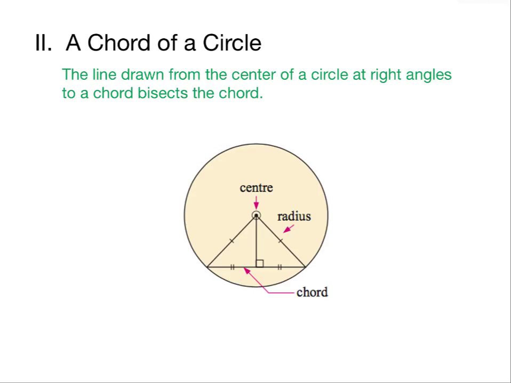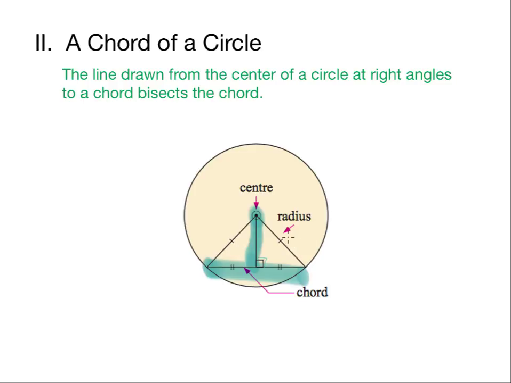The second situation we're going to be looking at is a chord of a circle. A line drawn from the center of a circle at right angles to a chord bisects the chord. A chord is just a line segment that hits the circle at 2 points. So here, this line segment I'm highlighting is the chord, and this is my center. Now if I draw straight down from the center so it's perpendicular to the chord, that will always form a right triangle. So we have right angles here.